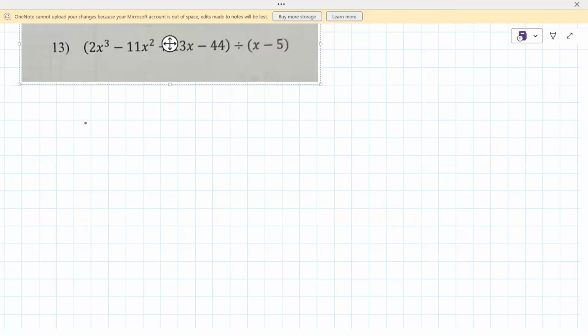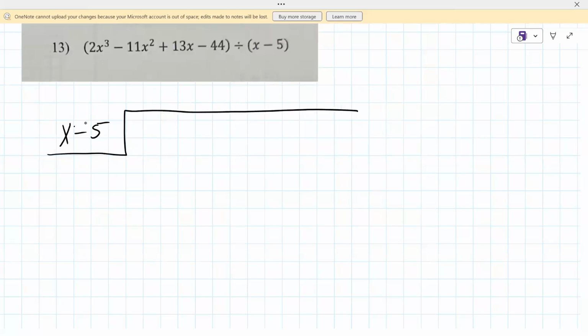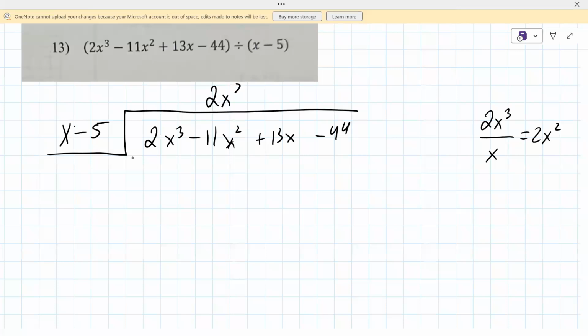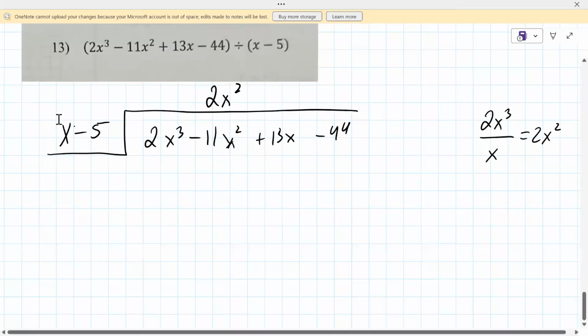All right, so the long division here, you put x minus 5 on the outside, and 2x cubed minus 11x squared plus 13x minus 44 on the inside. You're trying to figure out what do you multiply x by to get 2x cubed? If that's unclear, you take 2x cubed and divide it by x to get the answer, which is 2x squared. And that goes up here in what's called the quotient.